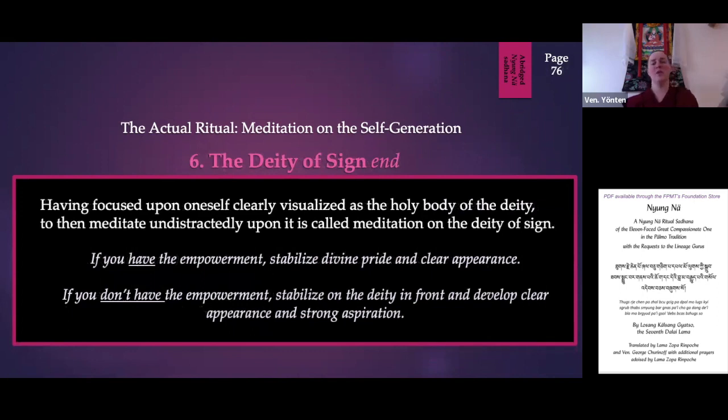Having focused upon oneself clearly visualized as the holy body of the deity, then meditate undistractedly upon it. This is called the deity of sign. So if you have the empowerment, now stabilize divine pride and clear appearance. If you don't have the empowerment, stabilize on the deity in front and develop clear appearance and strong aspiration.